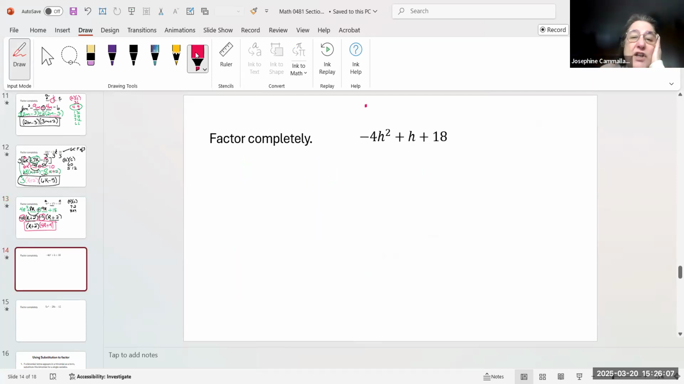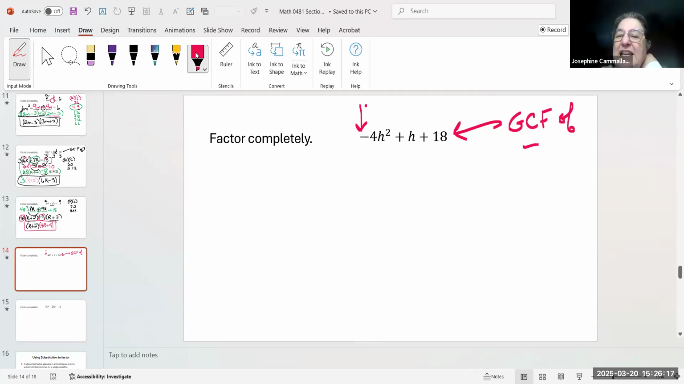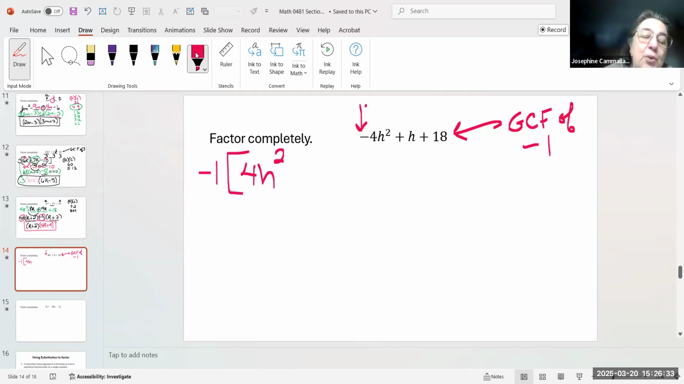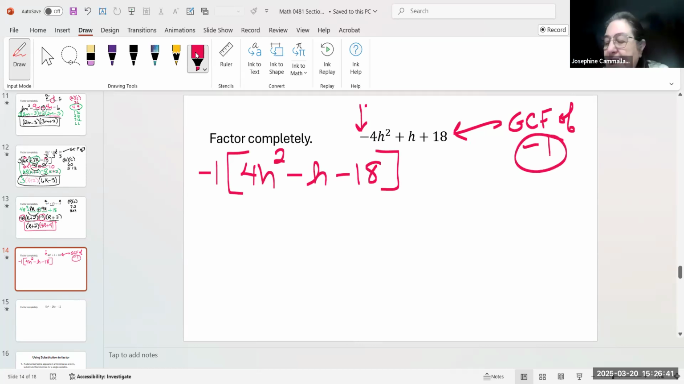This is where you've got to watch out for the negative. This problem has a GCF of -1. You can't factor this with the negative in front of the 4. So this is going to become -1 times 4h squared minus h minus 18. The -1 must always come out.